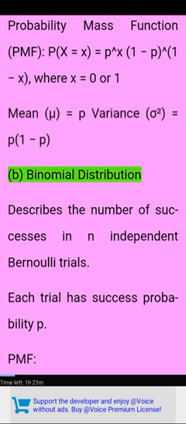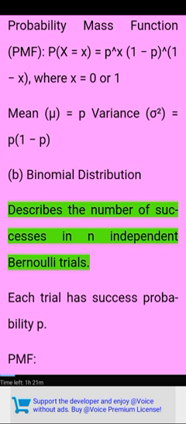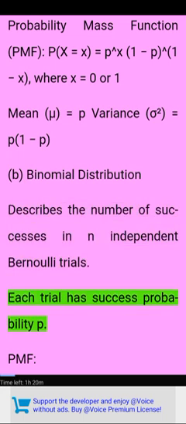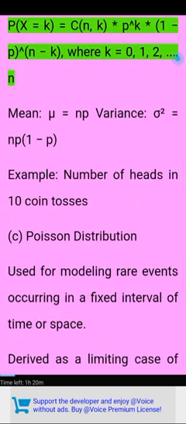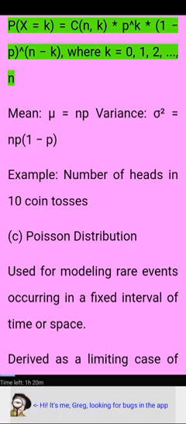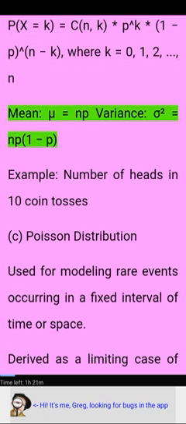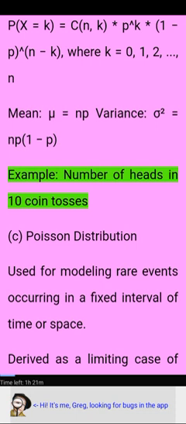B. Binomial distribution. Describes the number of successes in n independent Bernoulli trials. Each trial has success probability p. PMF: P(X equals k) equals C(n,k) times p^k times (1 minus p)^(n minus k), where k equals 0, 1, 2, up to n. Mean mu equals np, variance sigma squared equals np(1 minus p). Example: number of heads in 10 coin tosses.